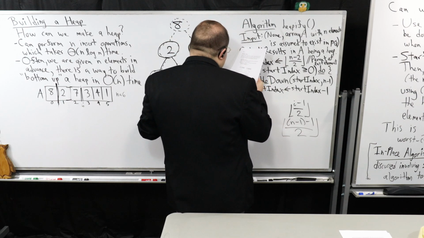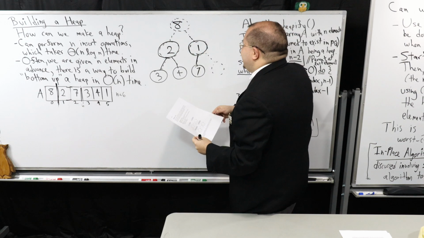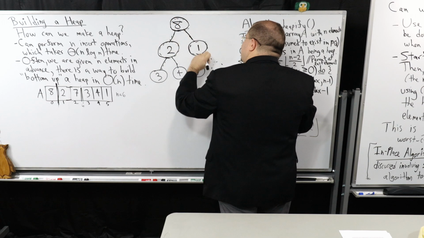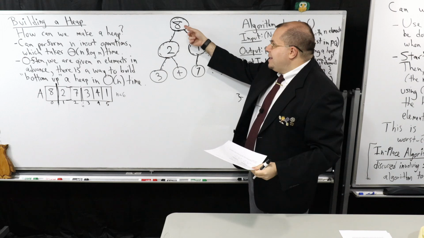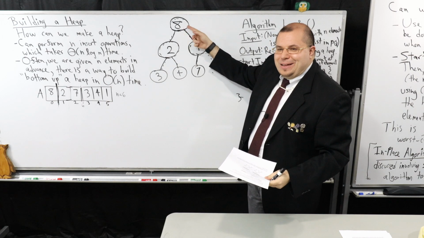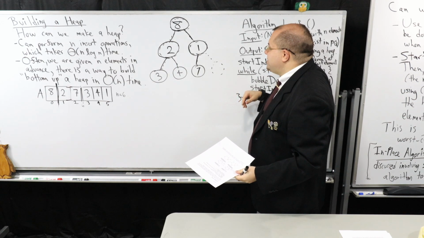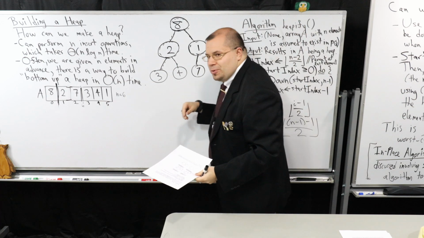So I'm going to introduce 8. Now notice I've incorporated all the elements, but there's a problem here. This is not the minimum element of all these guys here, right? Does anybody have any suggestion of what I should be doing with this bubble down process?